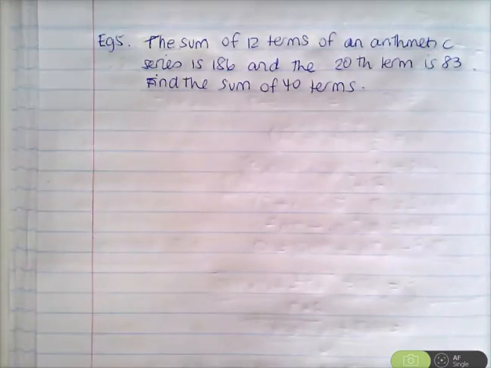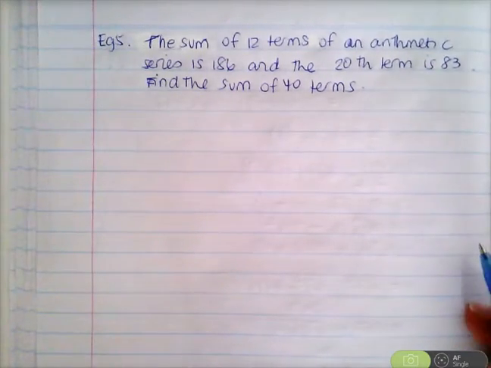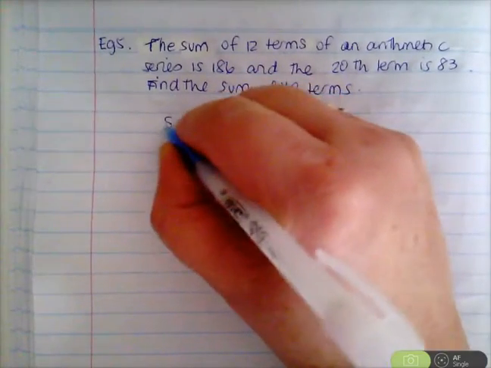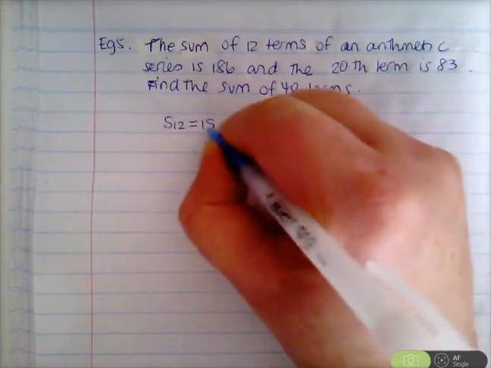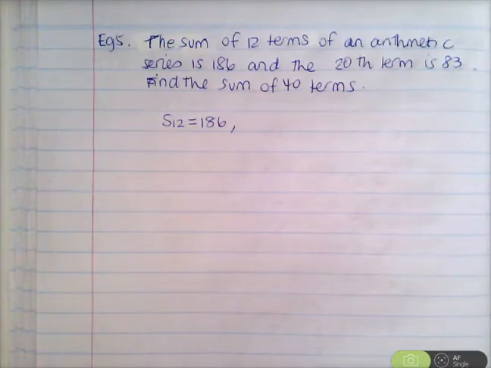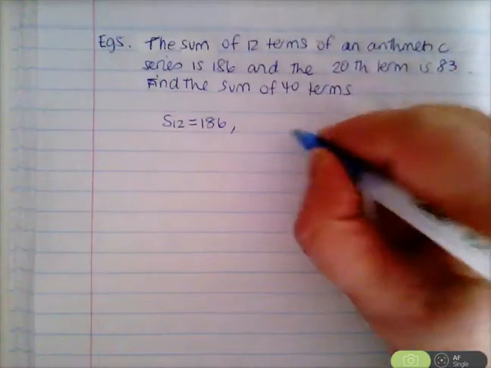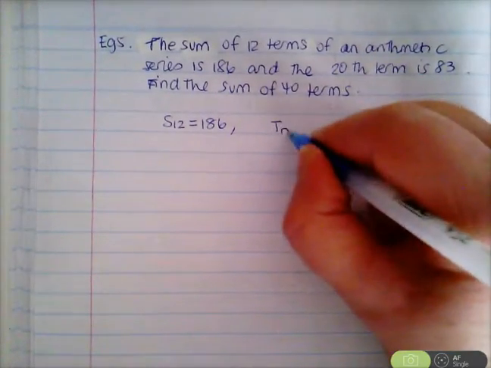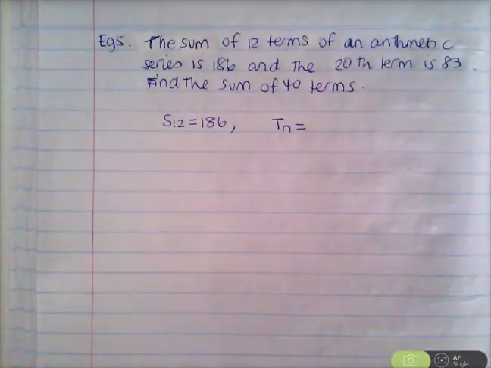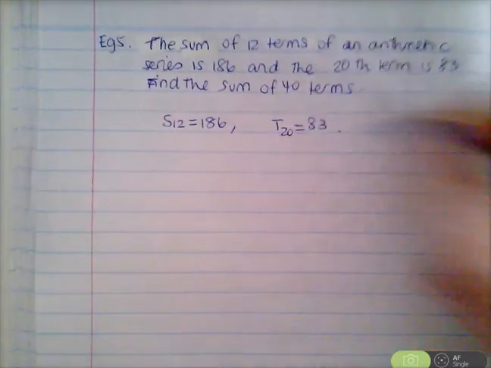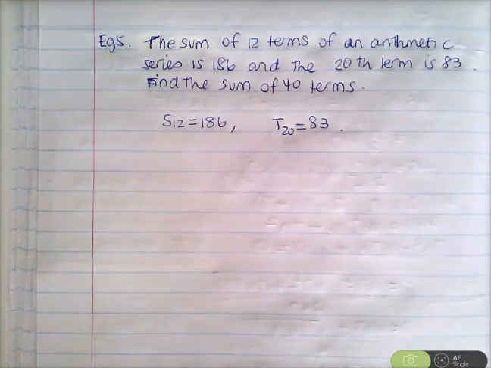In this example, it says the sum of 12 terms of an arithmetic series is 186. So that is an Sn. So S of 12 terms is 186. That's the information we have. And the other information is that the 20th term is 83. That's not an Sn, that's a Tn. And it's the 20th term, so term 20 is 83. And you have to find the sum of the first 40 terms.